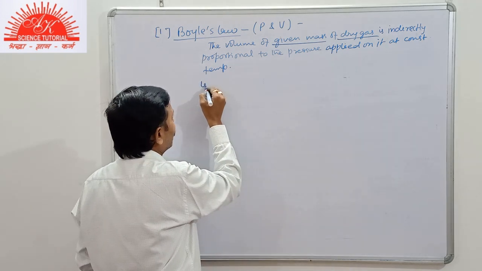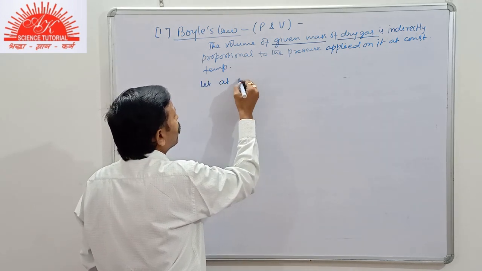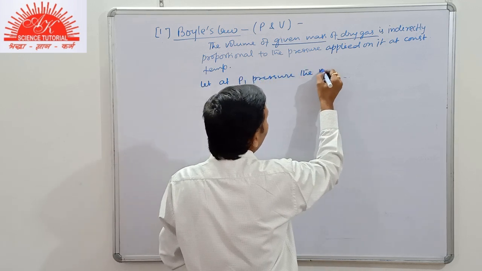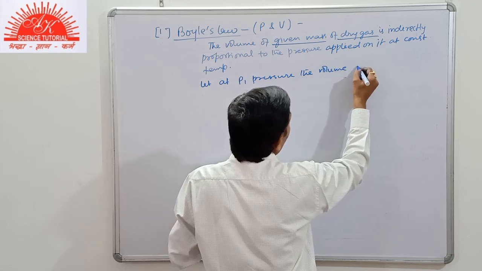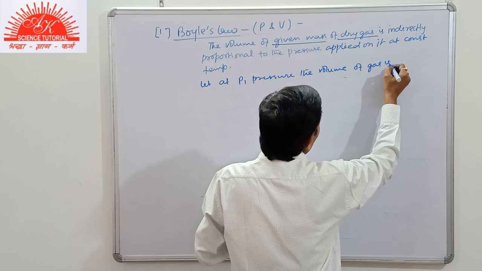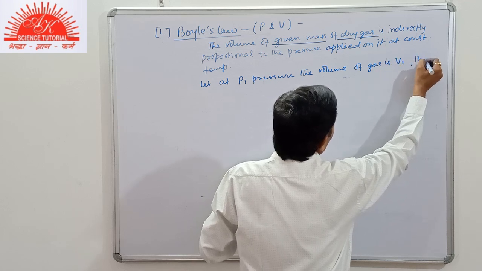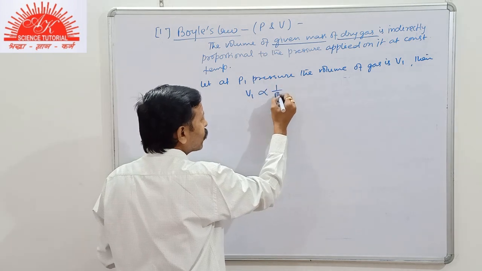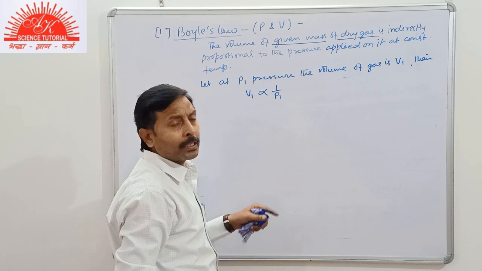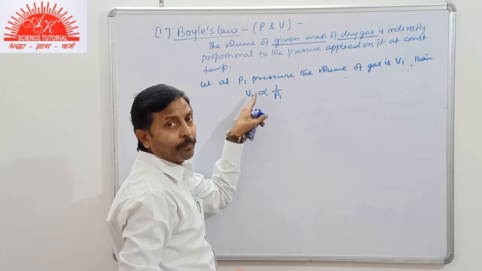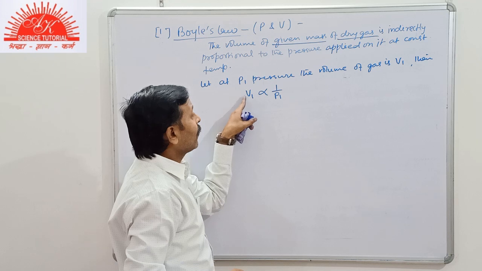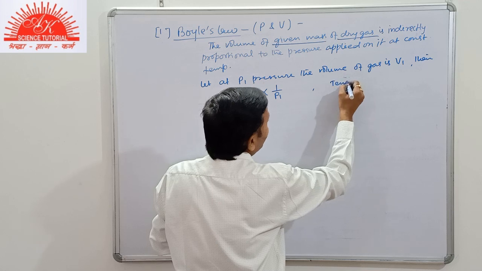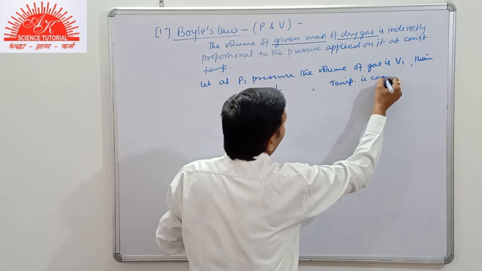Suppose at pressure P1 the volume of the gas is V1. Then we write that V1 is inversely proportional to P1, that is, if there is less pressure, the volume will be more, and if pressure is increased, the volume will decrease. The condition here is that temperature is kept constant.